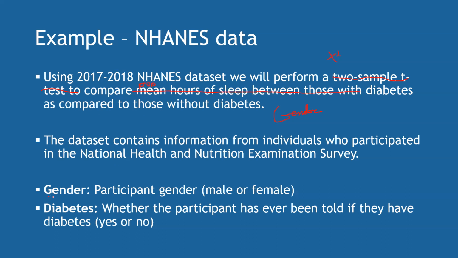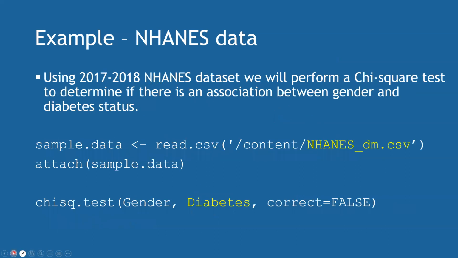So then we have gender, which is a categorical variable, and it's dichotomous. It's either male or female. And we have the diabetes variable, which is dichotomous as well. The participant either answered yes or no when asked if they've been told they have diabetes. All right, so let's go ahead and do this in R.